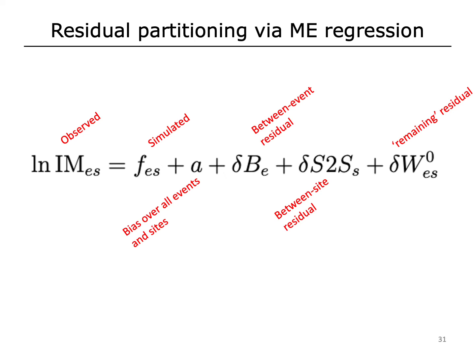Briefly, the mathematics for this is we have our observed ground motion in logarithmic space, we have our simulated prediction, and then we decompose the residual, or the difference between those two, into some bias term across all events, a term that varies from earthquake event to earthquake event, a term that varies from site to site, and then a sort of leftover residual after we deduct those systematic terms.